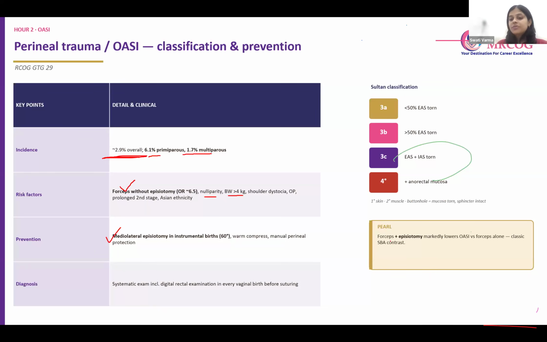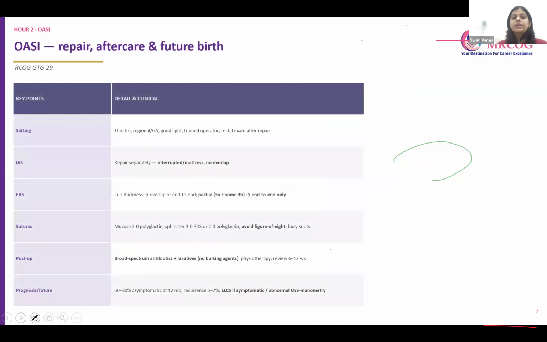The pearl point here is, if we give forceps plus episiotomy, it markedly lowers OASI versus forceps alone. So this is a classic SBA contrast. Regarding repair, aftercare, and future birth: wherever you are taking up a patient with OASI for repair, prefer to do that in theater, under regional or general anesthesia, under good light, with a trained operator, and rectal examination should always be done after repair.